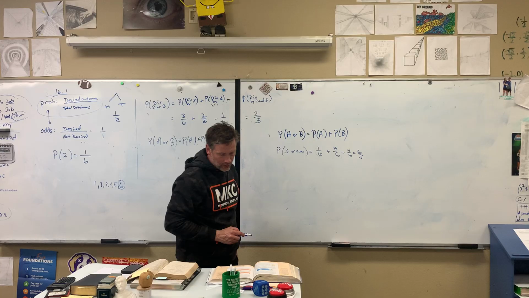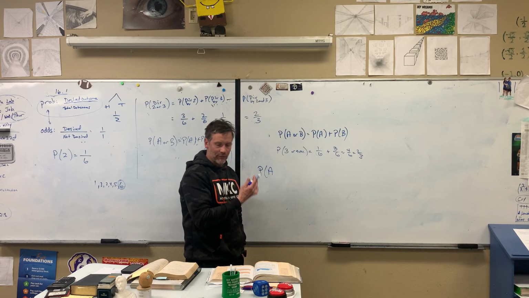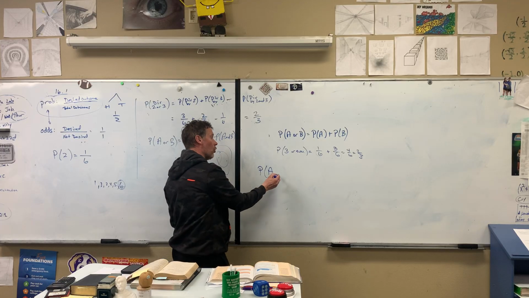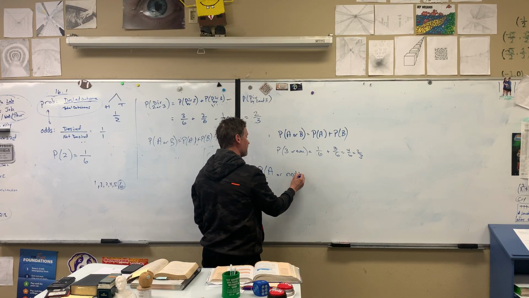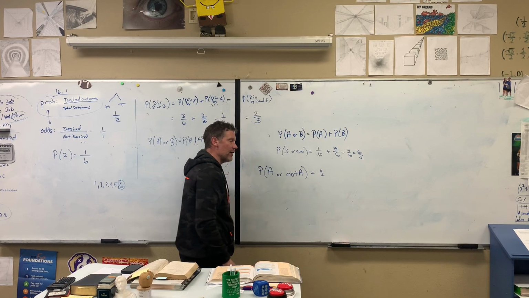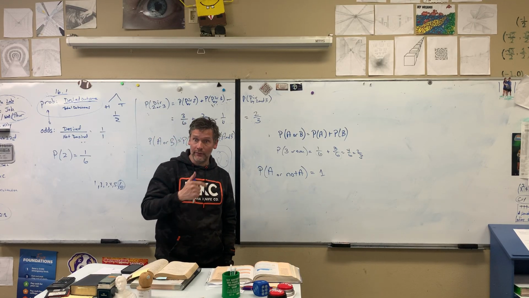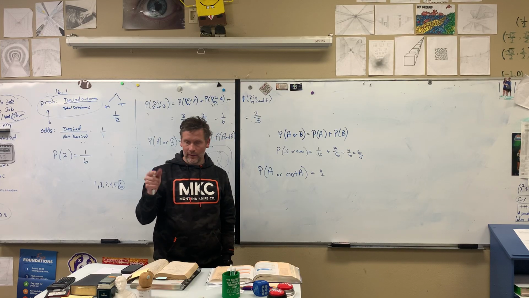This is a good one. The probability of A or not A. This is like our complement principle. The probability of A or not A is 1. So it's like, what's the probability of a heads or not a heads when I'm flipping a regular coin?